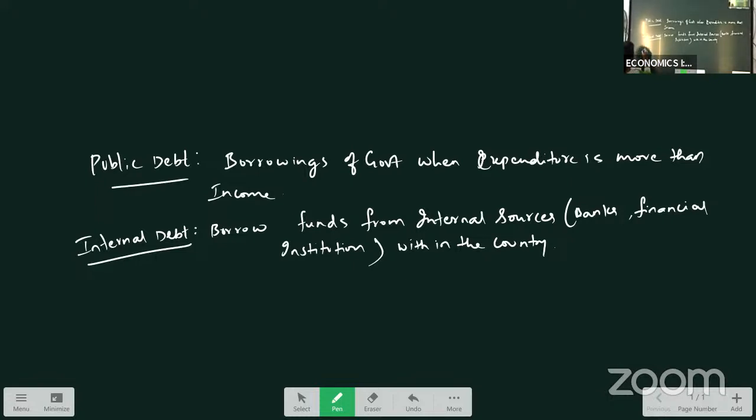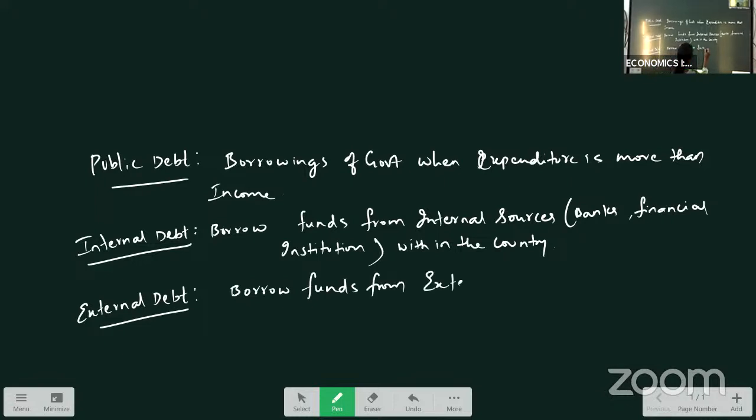Okay, next we have external debt. External debt means what here? When the government borrow funds from external sources. External sources means what? Like we have IMF, International Monetary Fund, World Bank. When the government borrow the funds from external sources, that is IMF, that is International Monetary Fund, and the World Bank, such debt is called as external debt.